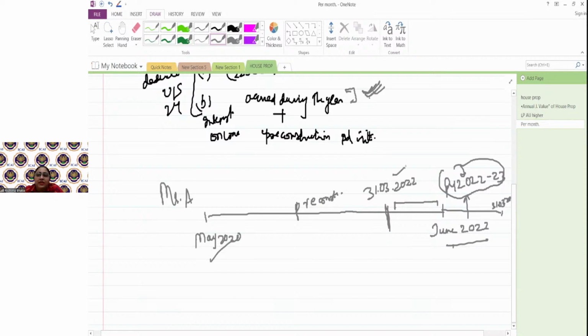So can I say pre-construction period is the period, now I will repeat myself, from the date when the loan is taken till the 31st March of the immediately preceding year in which the construction was completed. Or till the 31st March immediately preceding the year in which the construction was completed.